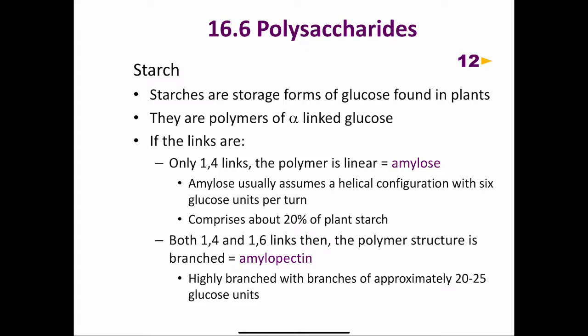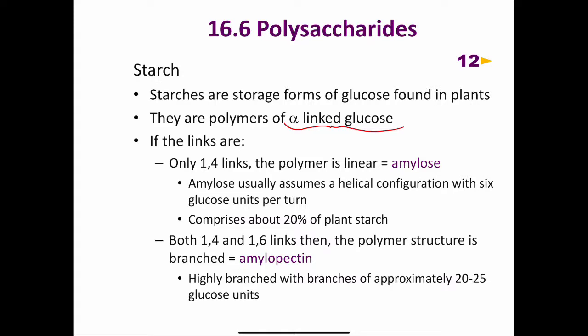Starches, which you've probably heard of, are found in things like potatoes. They are the storage form of glucose that we find in plants. Starches are polymers of alpha-linked glucose, and by now you should know what is meant by alpha-linked glucose. So, a little more about the linkages between the glucose molecules.